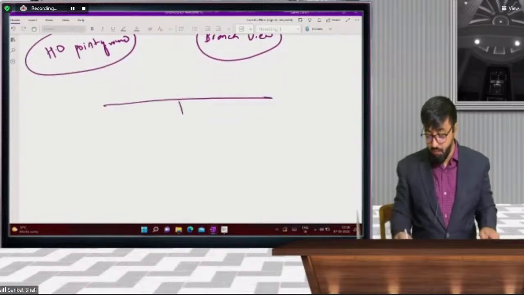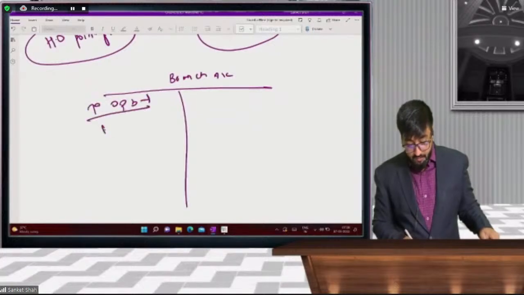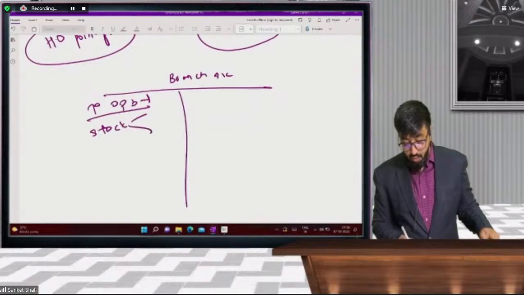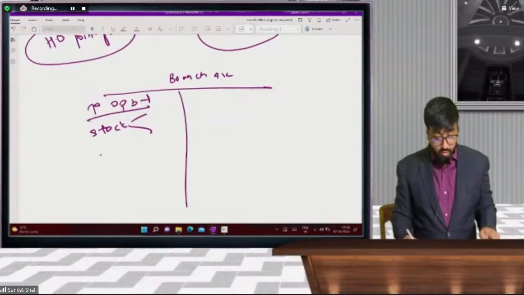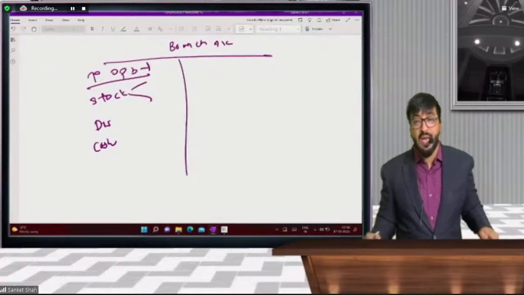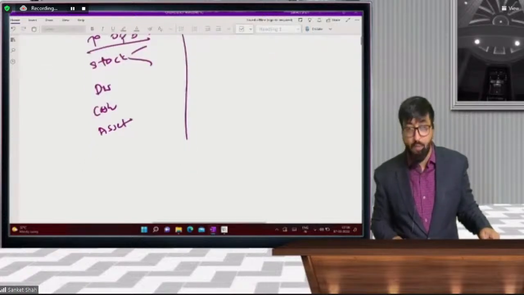Now HO point of view, you have to understand: do we open branch account? So we open this branch account. In branch account, we have opening balances. Opening balances of what? Stock. Normally, we have two types of stock. One is direct purchase and second one is goods sent by the HO. Then we have debtors, and third one, we have cash or petty cash. Today I'm going to tell you the logic of cash and petty cash. And next one will be the asset. If any asset is there, we have opening balances.